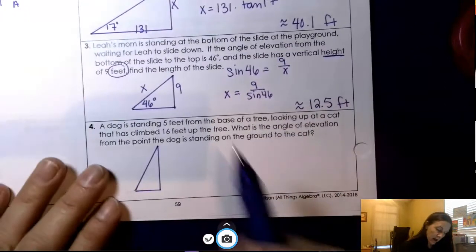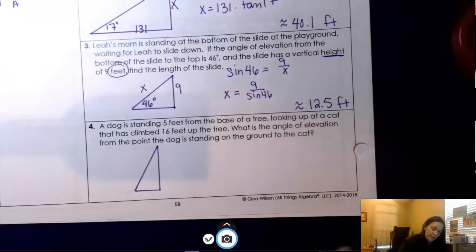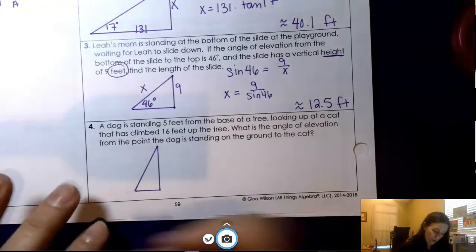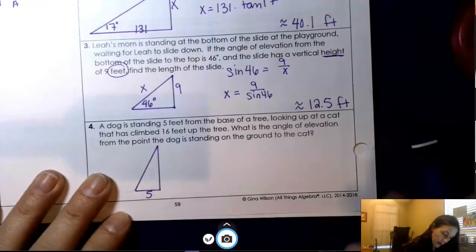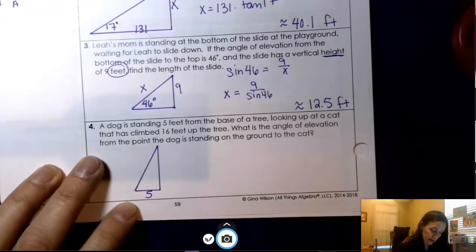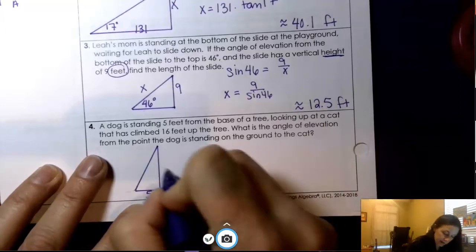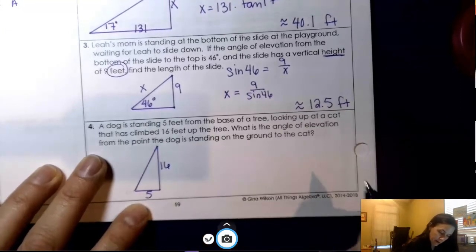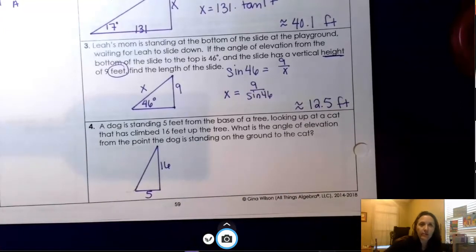Okay, last one here. A dog is standing 5 feet from the base of a tree. So 5 feet from the base. Where is that going to go? From the base, here's my 5 feet. Looking up at a cat that has climbed 16 feet up the tree. So the tree is 16 feet up right here. So make sure you label everything correctly.